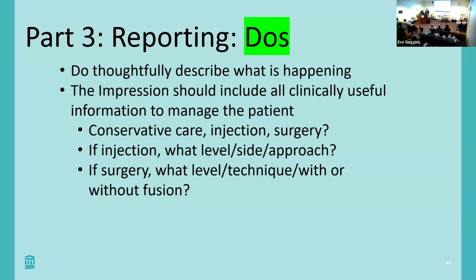Okay, so do thoroughly describe what is happening. And as I mentioned before, the impression should include all clinically useful information to manage the patient. For instance, can the ordering provider make the decision of conservative care like PT, injection, surgery? If they're getting an injection, what level, what side, what approach, transforaminal, epidural? If they're doing a surgery, what level, what type, just a decompression, do they need decompression and fusion, and so on. That should all be in your report. Again, you're not going to say, I recommend an L4-5 transforaminal fusion with interbody spacer. But with what you say, the surgeon should be able to make that decision for himself or herself.